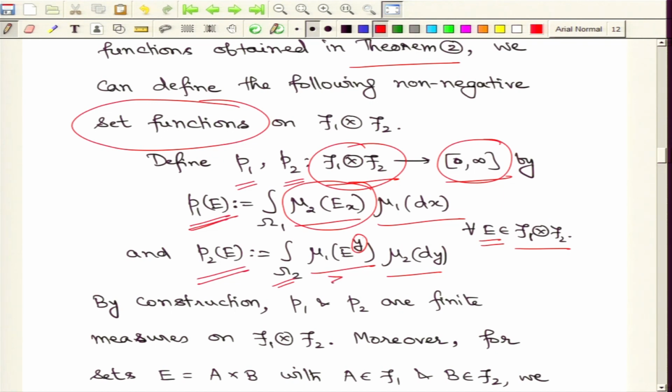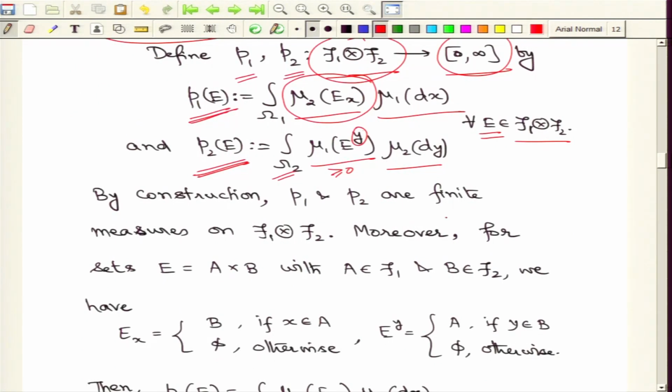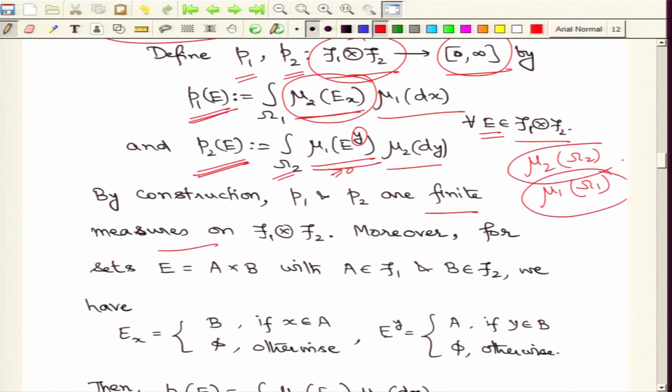But since the integrand is non-negative, again this integral is non-negative, but might take the value plus infinity. That is how the function P2 of E is defined. Now, both of these, P1 and P2, actually turn out to be finite measures. This can be checked because mu2 of Ex and mu1 of Ey are dominated by these quantities, and these two quantities are given to be finite.